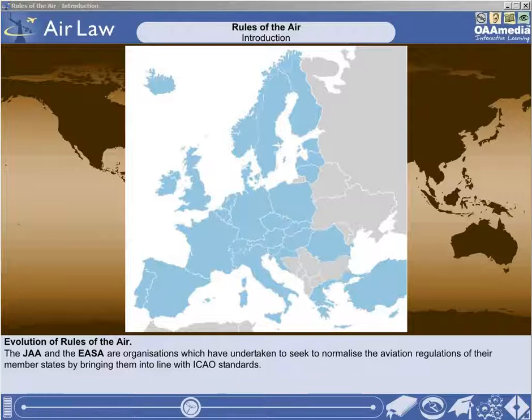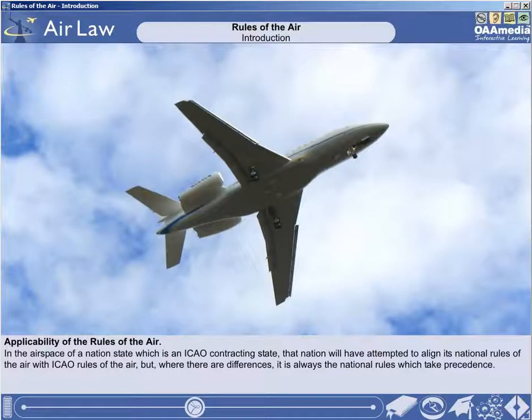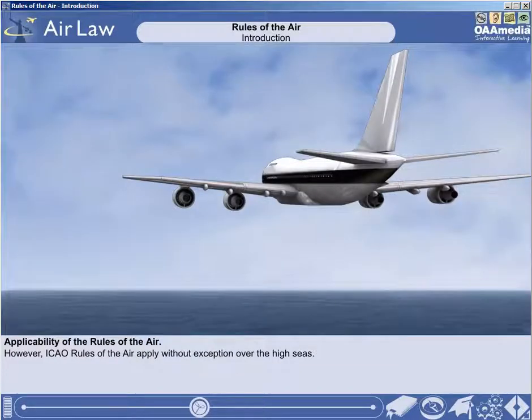It can be expected, then, that in the airspace of a nation-state which is an ICAO contracting state, that nation will have attempted to align its national rules of the air with ICAO rules of the air. But where there are differences, it is always the national rules which take precedence. However, ICAO rules of the air apply without exception over the high seas, that is, over those sea areas lying outside the territorial limits of any nation-state.